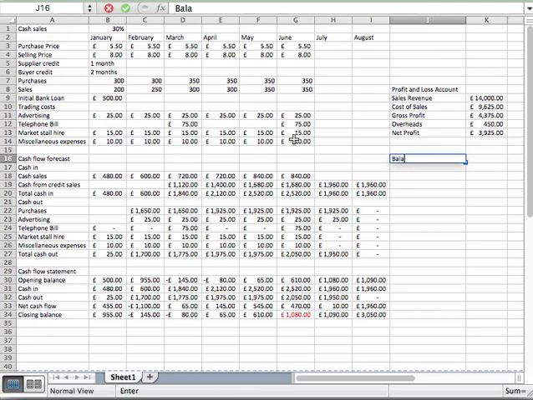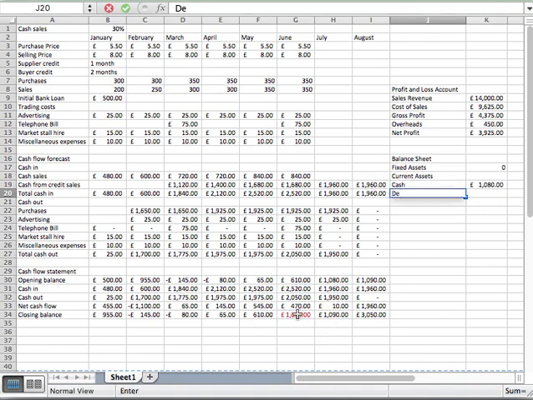Balance sheet. Now, the top set of figures in the balance sheet is usually the fixed assets, and in this case we don't have any. I'm going to put a 0 there. Then current assets. There are 4 types of current assets. First is cash in hand or in the bank. In this case it's just in the bank. And that equals that figure down here, the 1,080.